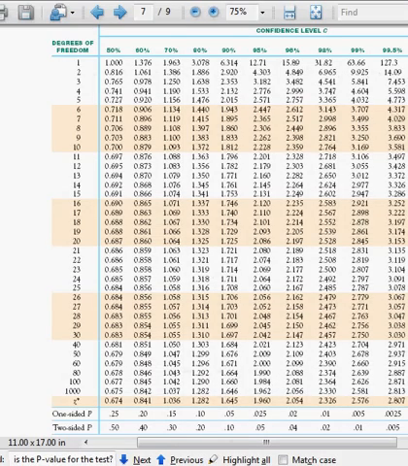The third way will be to use a table. This is the table that will be provided during the exam. Going over the one-sided p-value of 0.05, and I go up to 9 degrees of freedom, and I get the solution of 1.833.